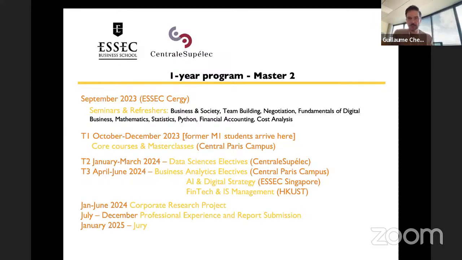And then in the summer, between July and December, we actually ask for professional experience. It can be a job, it can be an internship, you decide. Essentially, you can do as you prefer, but we want you to have an experience applying what you've learned throughout the year or the 2 years before we graduate you through the jury, which will be for this cohort in 2025. Depending on whether you enter M1 or M2 next year, it could be 2026 or 2027. So that's the overview.